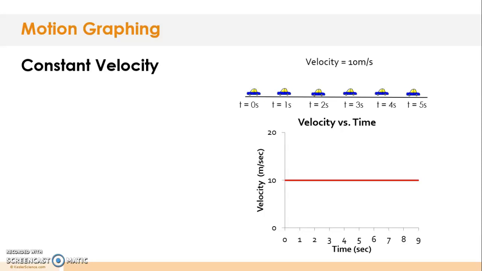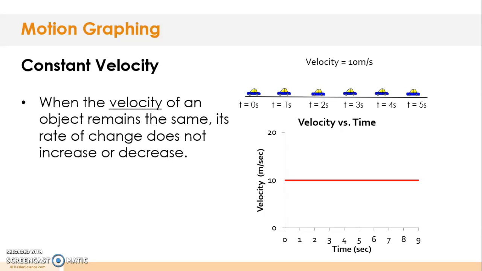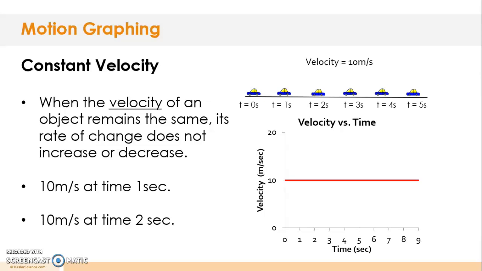The first type of line that we're going to look at is a straight horizontal line. And this straight horizontal line indicates constant velocity. This is when the velocity of an object remains the same over a period of time. We see that here where the velocity is 10 meters per second at 1 second. It's also 10 meters per second at 2 seconds, and really that continues all the way to 9 seconds. So the velocity is not changing.